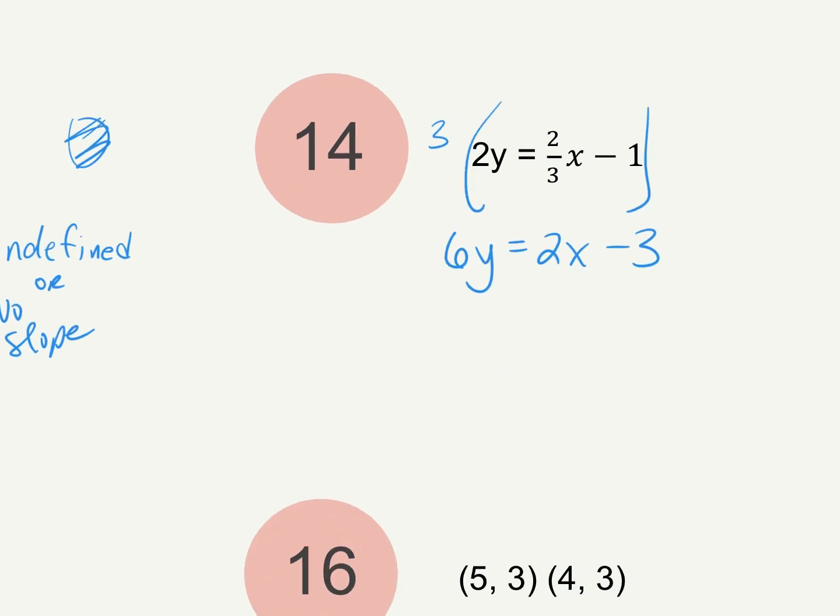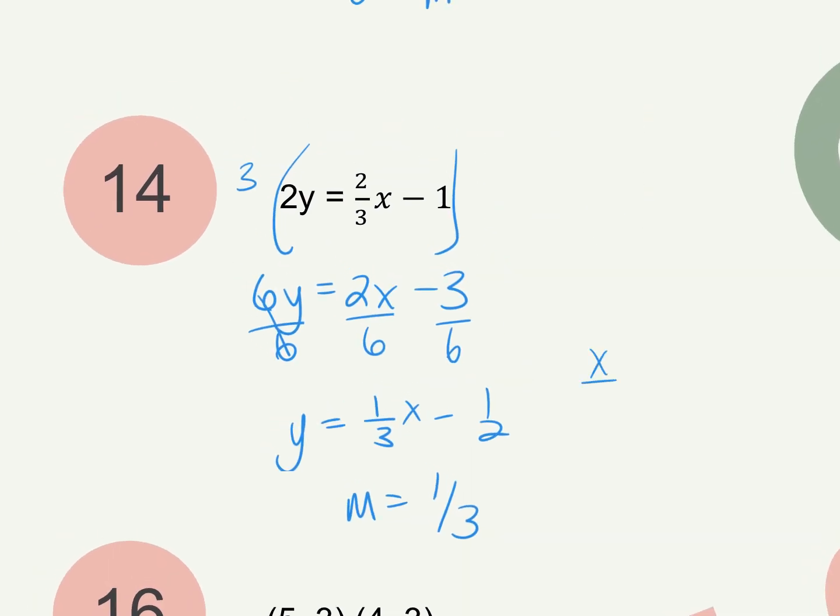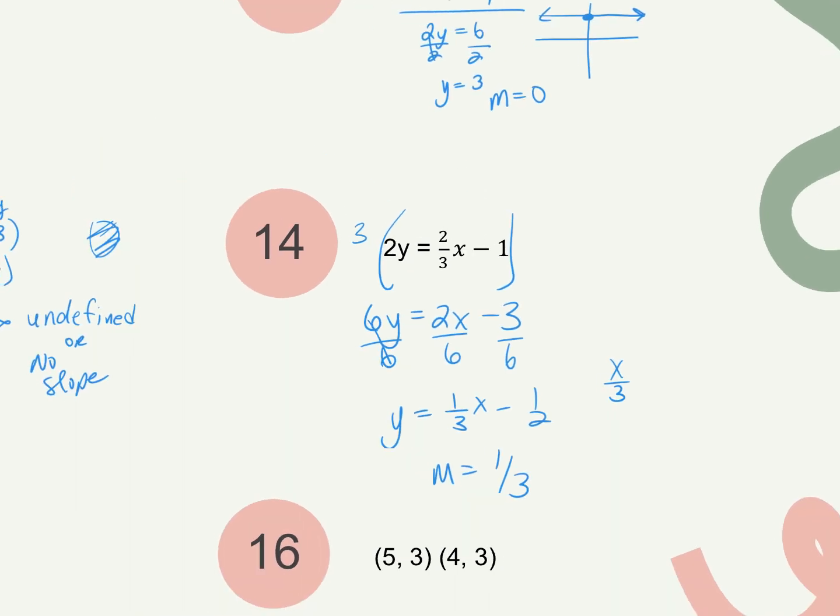Okay, so now if I want it to be in y equals mx plus b, I'm going to divide everything by 6. So y equals what? 1/3 x minus 1/2. What's my slope? 1/3. How will you probably see that written? X over 3. Just be aware of that, because what is going to go in front of the x in that case? There is a 1. Good.